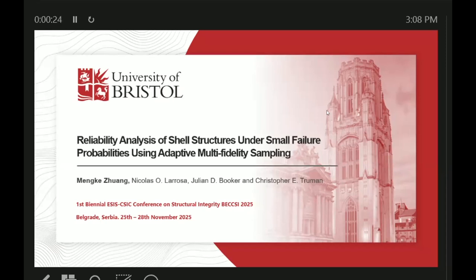Today I'm going to present our work on reliability analysis for shallow shell structures, on estimating small failure probabilities.